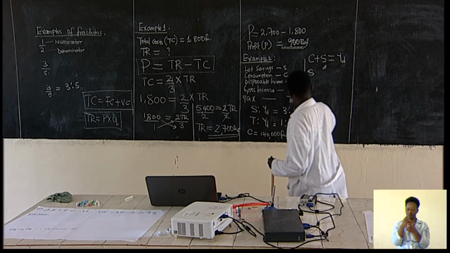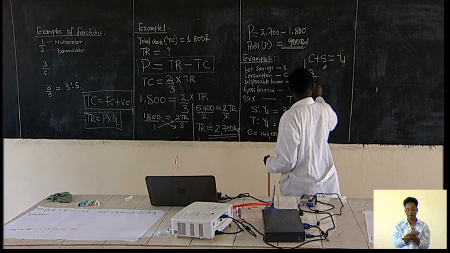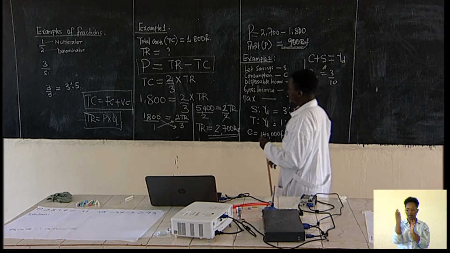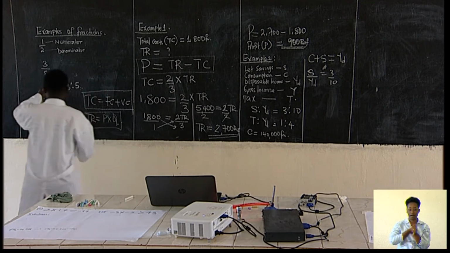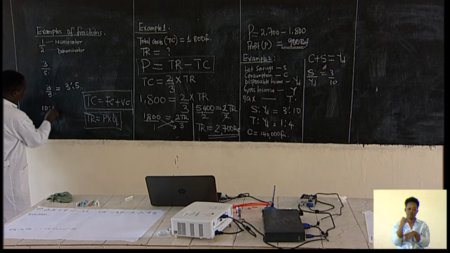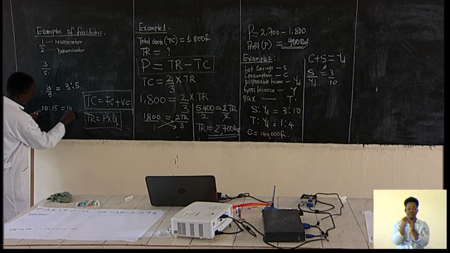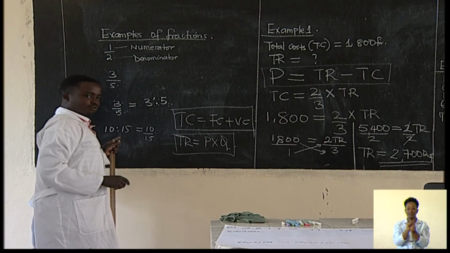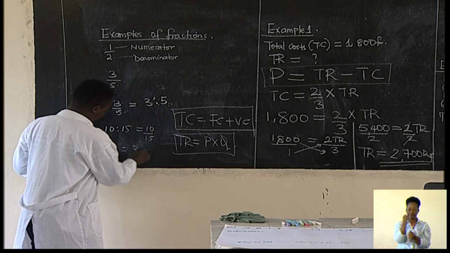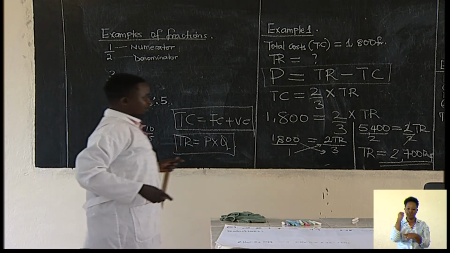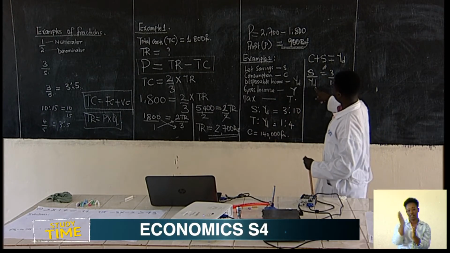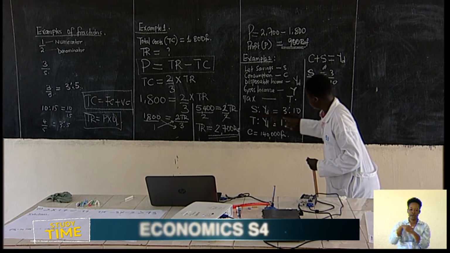We can say savings over disposable income should be equal to 3 over 10. Remember, I've said if we have a ratio in this way, 3 out of 5, it is the same as 3 to 5. If it is 10 to 15, this is the same as 10 out of 15. You have to know this. So the inverse is the same here. So savings out of disposable income is 3 out of 10 from this statement.